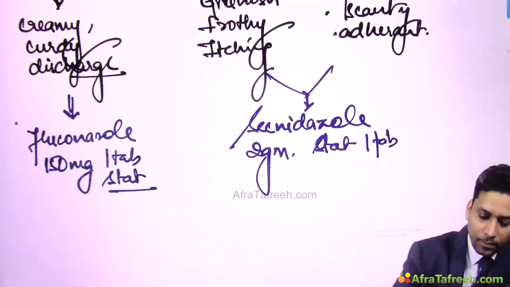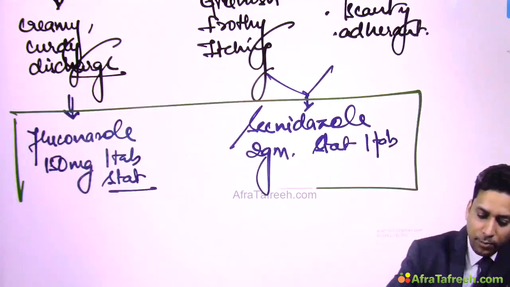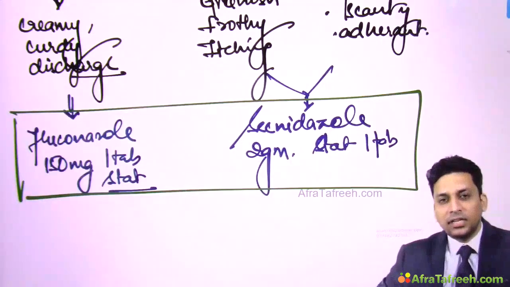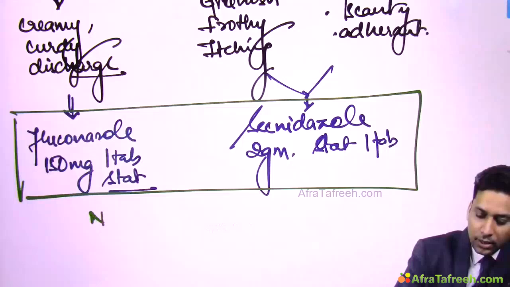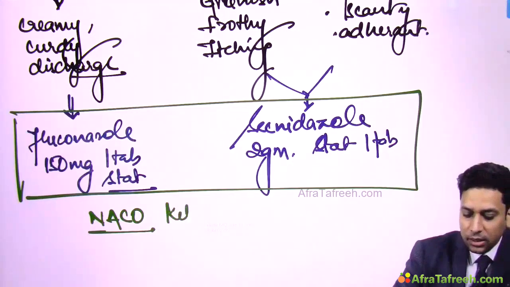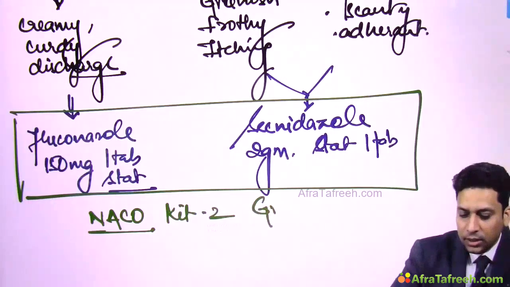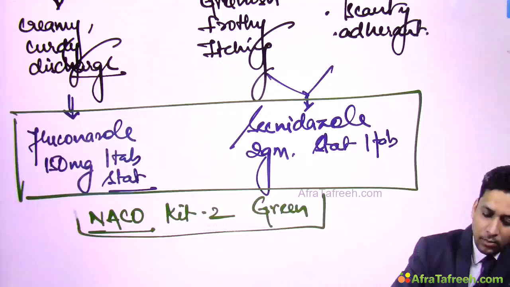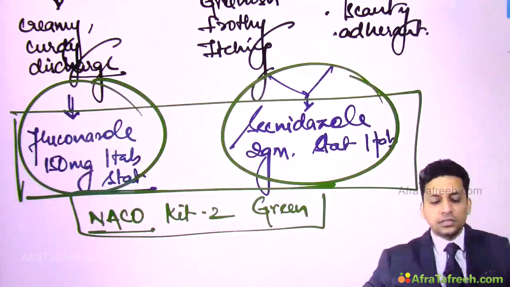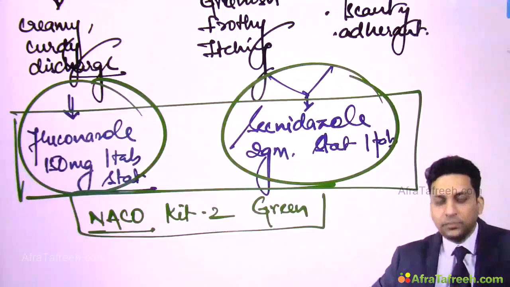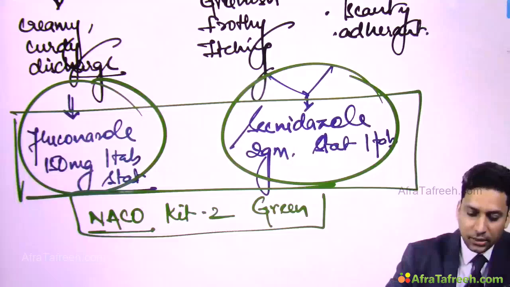So if you give both these drugs, then you will treat the vaginal discharge syndrome, that is all the three conditions. That is why the National AIDS Control Organization NACO has provided this kit number 2, which is green in color, and this kit number 2 has these two drugs, that is fluconazole and secnidazole. So this is the syndromic management of vaginal discharge.